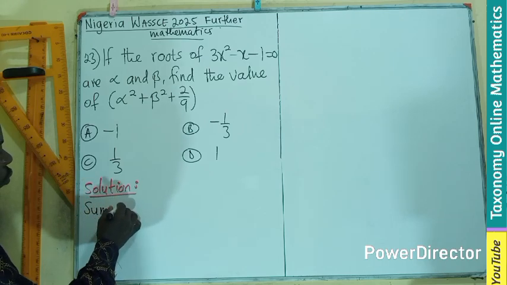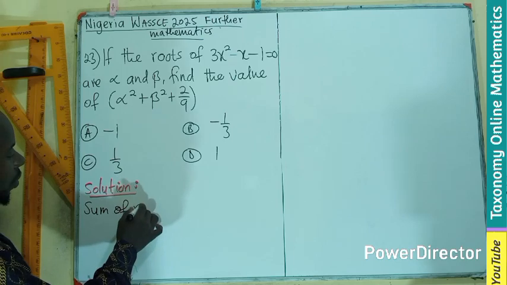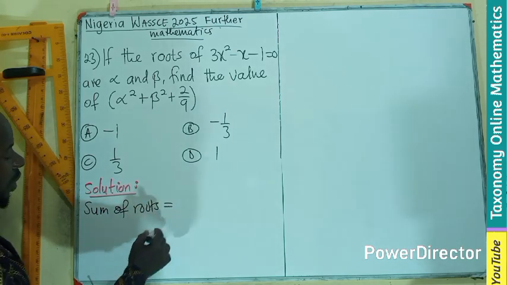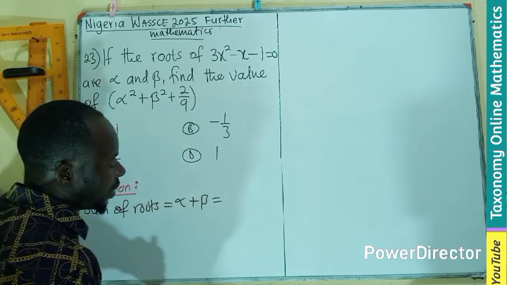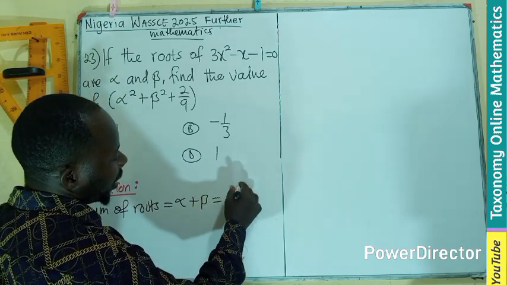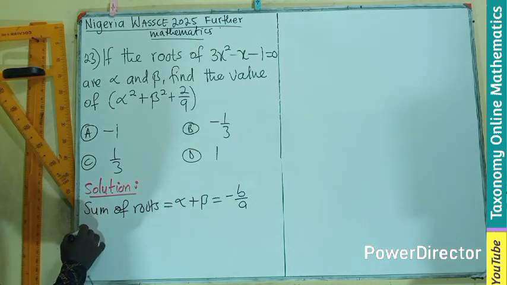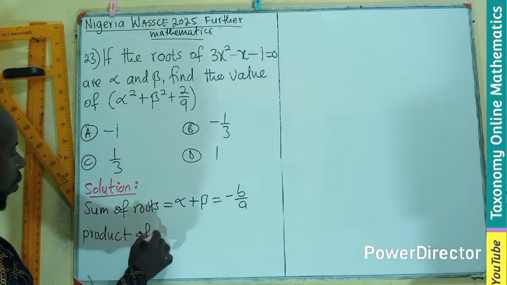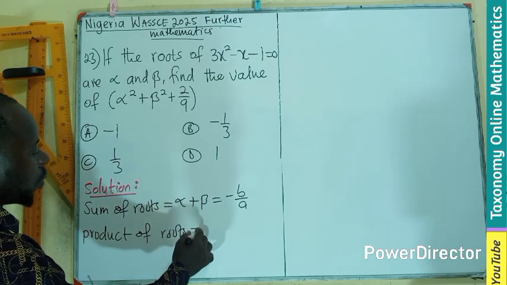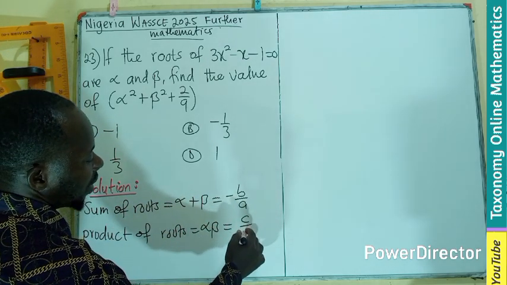sum of roots. The sum of roots is actually alpha plus beta, which is equal to negative b over a. Then the product of roots is alpha times beta, equal to c divided by a.